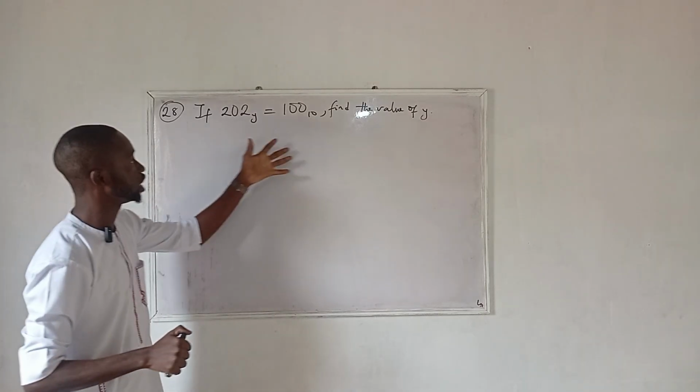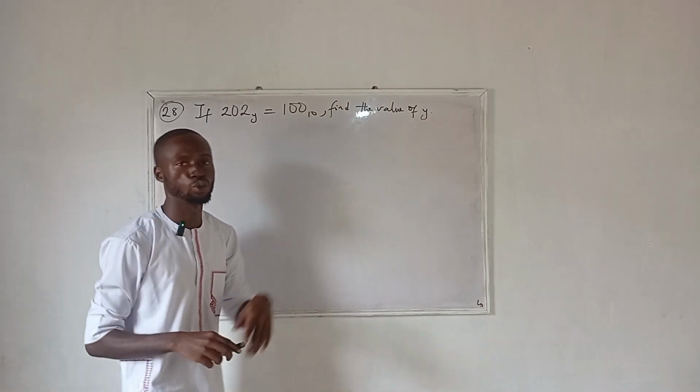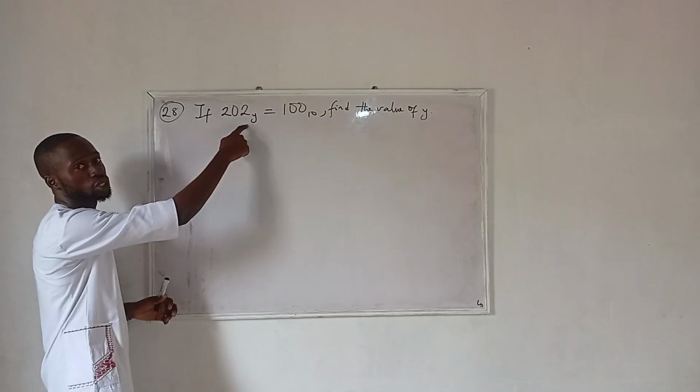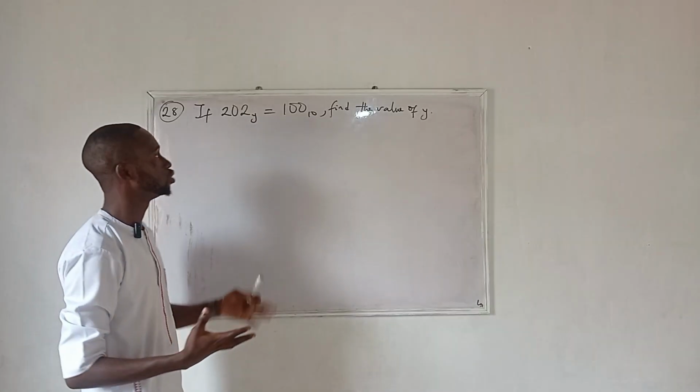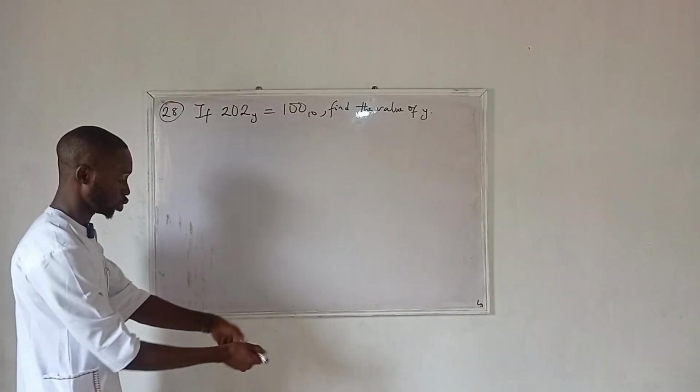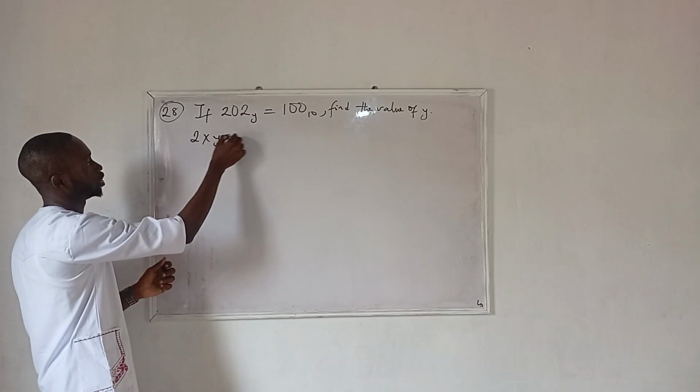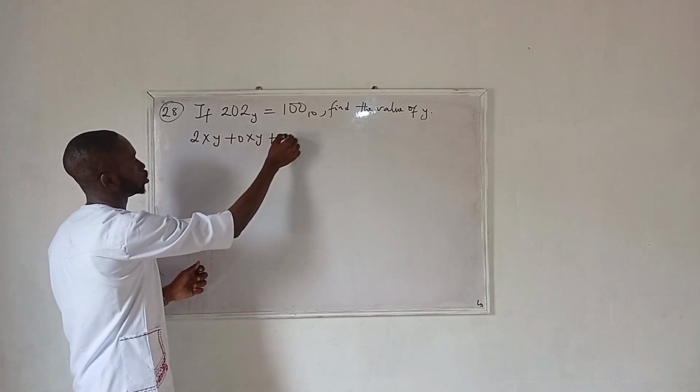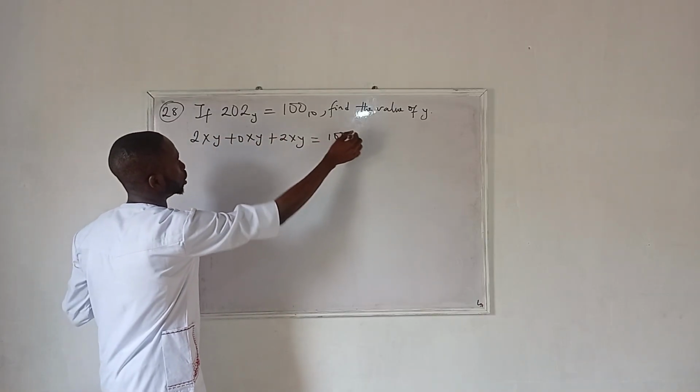If 202 base y equals 100 base 10, find the value of y. So for this question, this is in base y, this is in base 10. All we could basically do is convert this to base 10 as well. So we would have 2 times y squared, 0 times y, plus 2 times y to the power 0, equals 100.